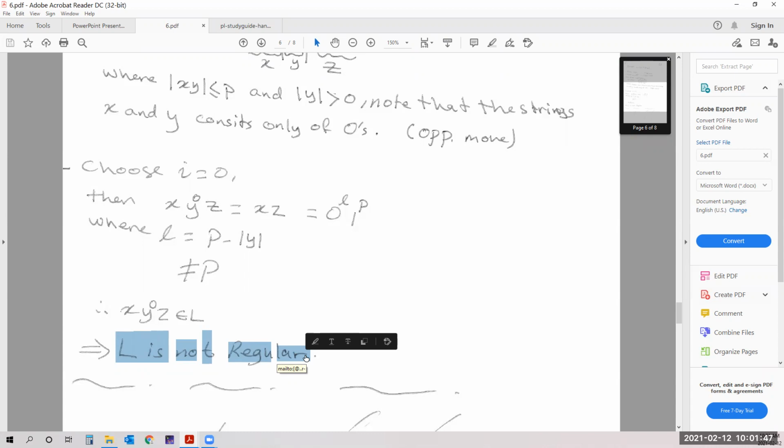Is this example clear? You see, writing the pumping lemma in the handout or the original handout is very difficult. Oh, my video is not working. Okay. But once we start solving the question, it looks simpler.